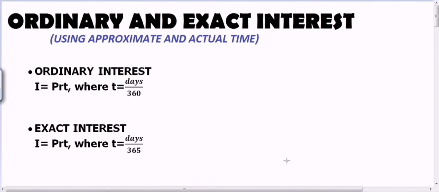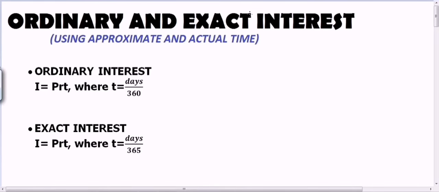In this video, I will show you how to compute the ordinary and exact interest using two different times, which are approximate and actual time. So the difference between ordinary interest and exact interest is that ordinary interest will be based on 360 days in a year, and exact interest will be based on 365 days in a year. Okay, so yun ang difference nila, guys.